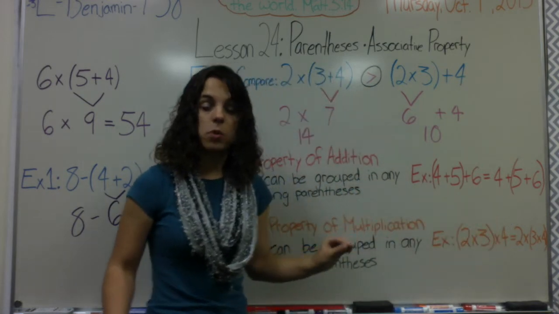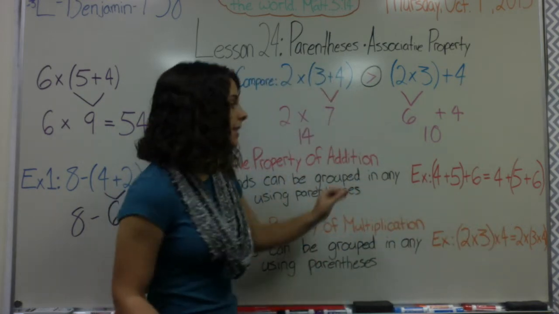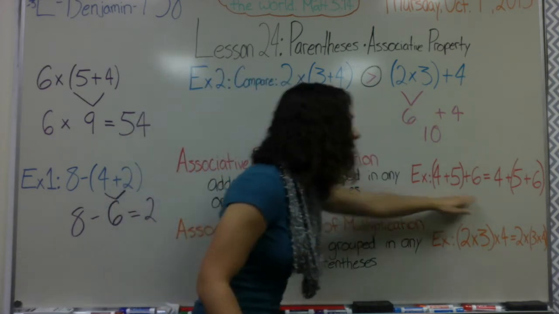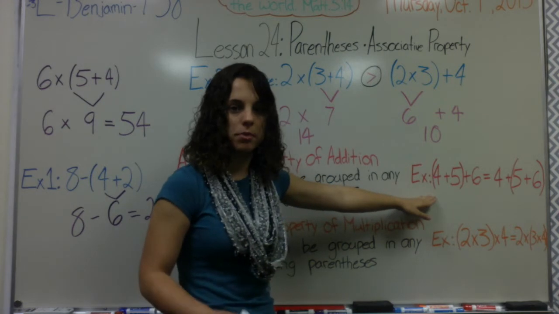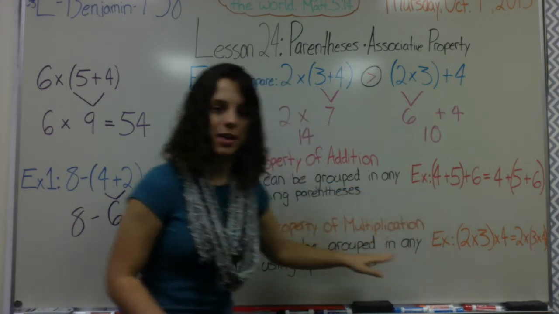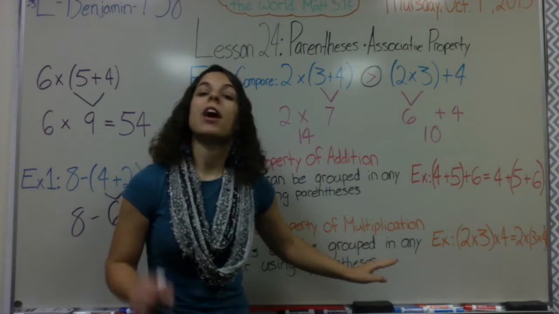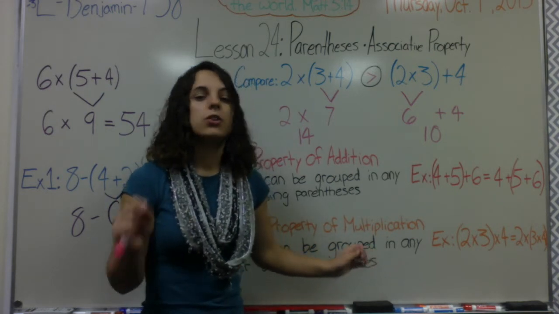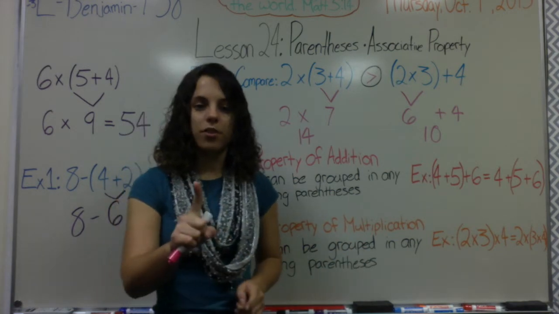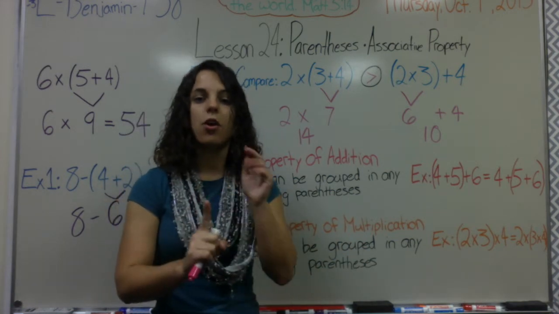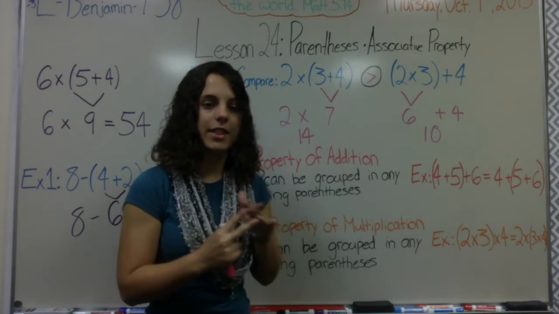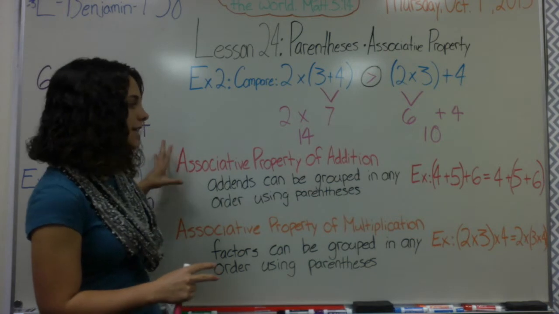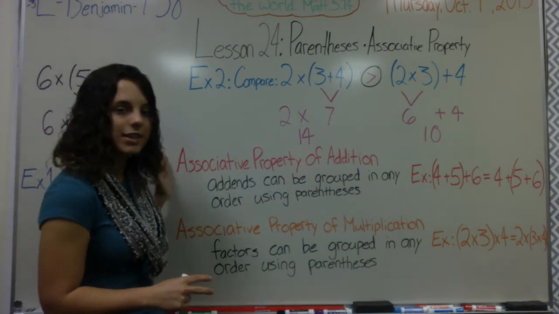Now, this is very important to remember because even though these do matter which order you do it in, if I have all addition, it doesn't matter where the parentheses go. Or if I have all multiplication, it doesn't matter where the parentheses go. If you have more than one order of operation, that is when it's very, very important. So only when you have one order of operation, so either all addition or all multiplication, then this applies. So associative property of addition says that addends can be grouped in any order using parentheses.